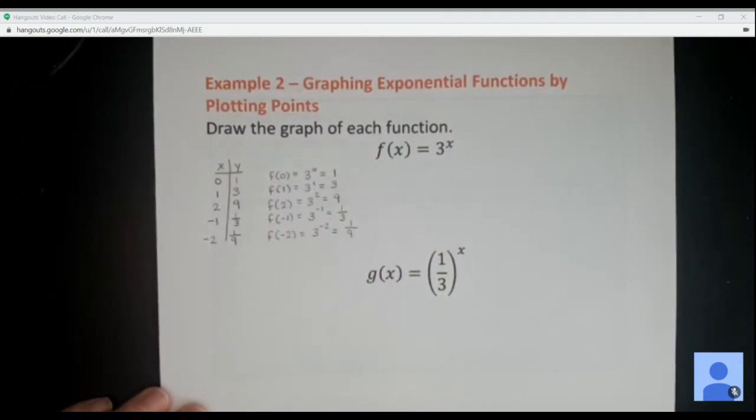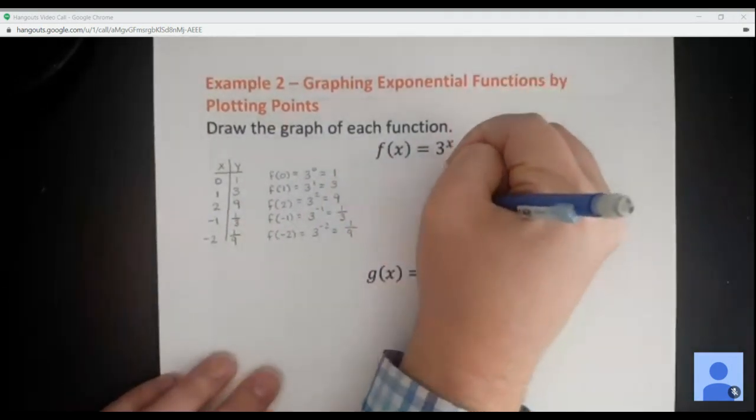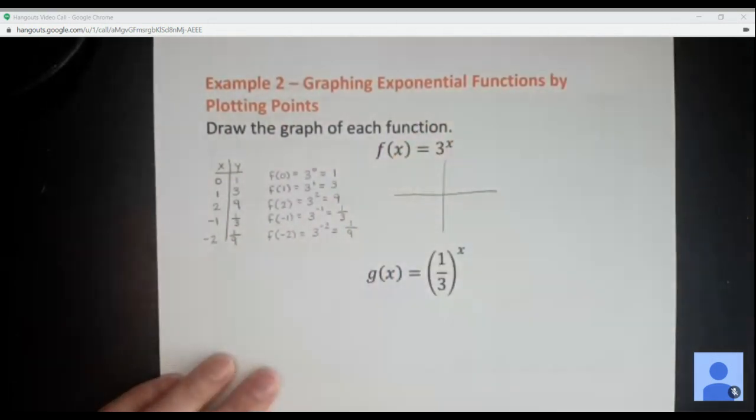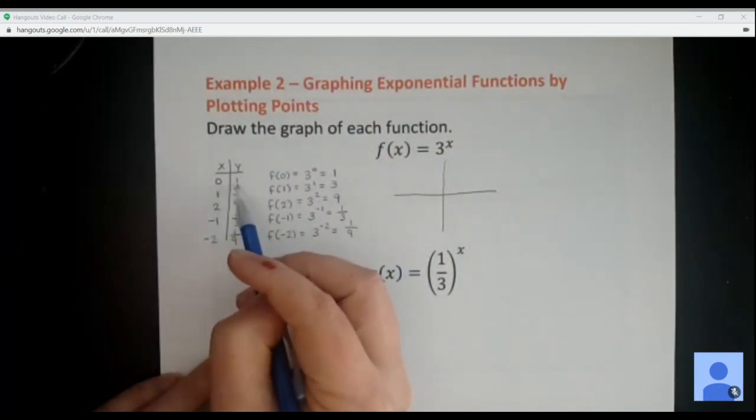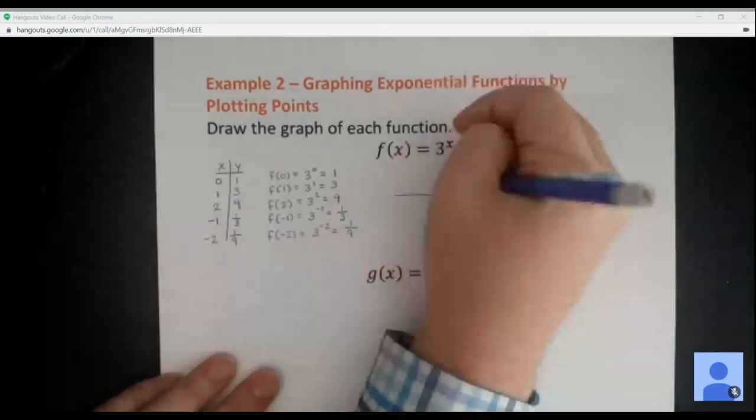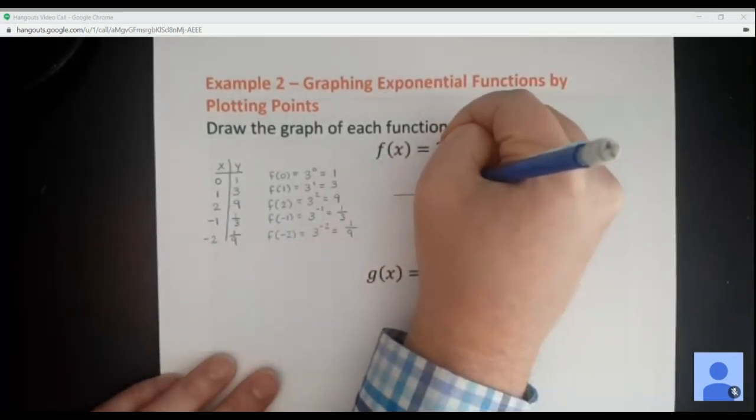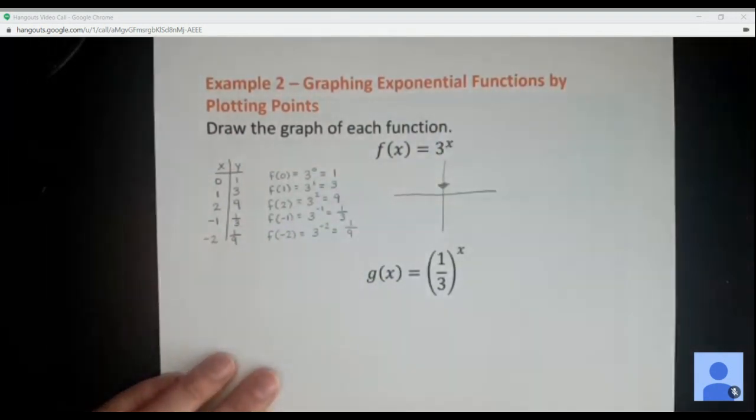Okay, so let's start here, right? So we got 5 points that we can plot. Let's see if that gives us a decent idea of what this graph's going to look like. So our first point we've got is at 0, 1. So we have an x value of 0, meaning we're not moving left or right, and then the y value is 1, so we're going to go up 1 on the y-axis. Now we've got this point right here. So that is our y-intercept.